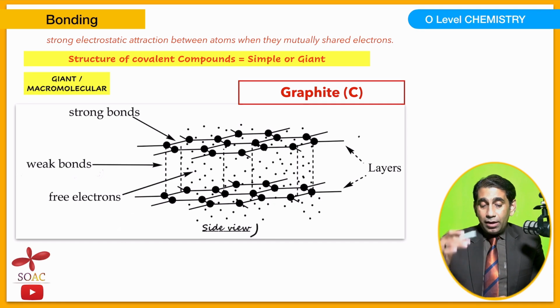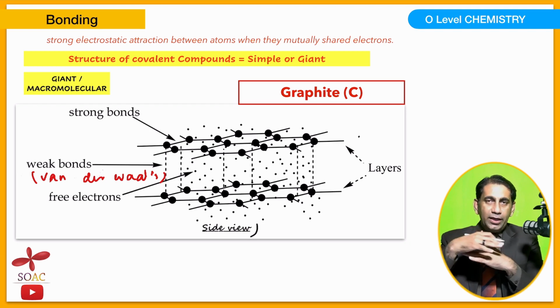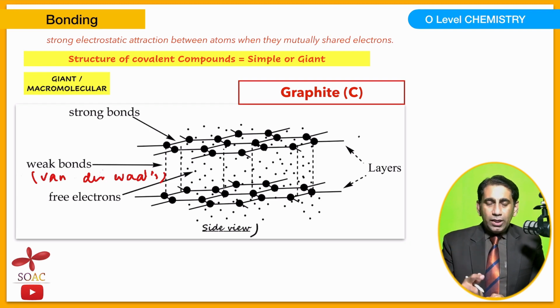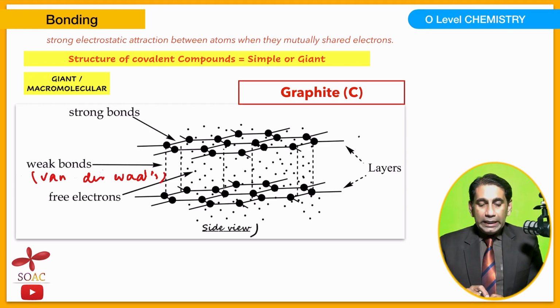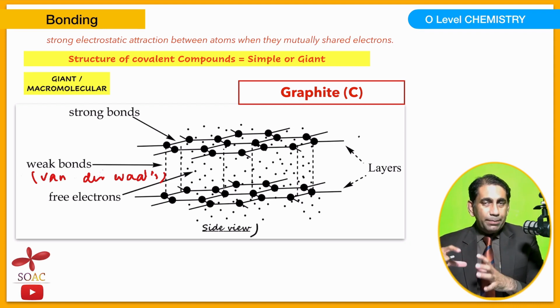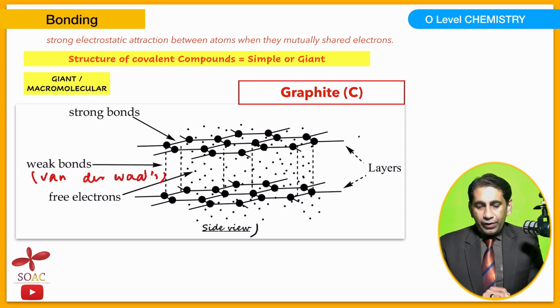These layers have weak bonds between them, and these weak bonds are also said to be van der Waals forces or bonds. So weak bonds are between the layers; there are no very rigid bonds between the layers. The second point is that there are free electrons. Each carbon has one unbonded electron. These electrons are delocalized, and that is the typical structure of graphite.